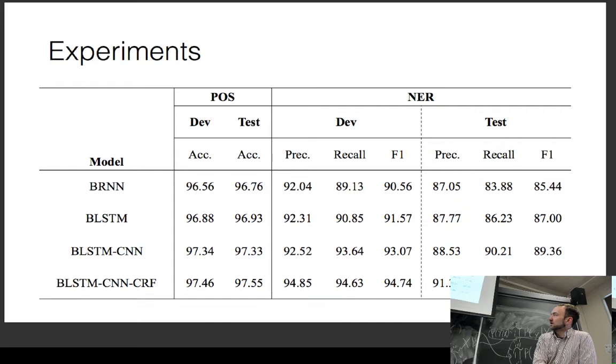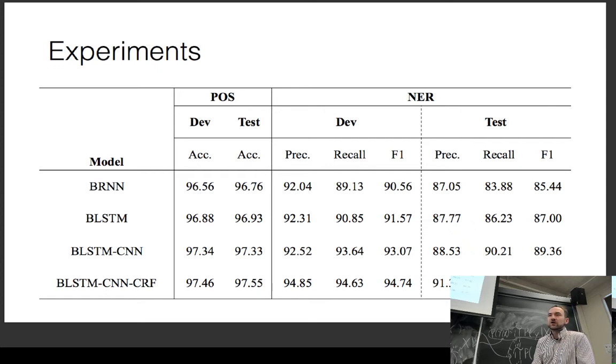And basically, you can see that bidirectional LSTM with no character embeddings does okay on part of speech tagging. You get significantly better by considering character embeddings. And then if you add a CRF on top, you get a little bit better for part of speech tagging. On the other hand, for named entity recognition, the character embeddings are really important, and then the CRF layer also contributes on top. So whether you need something like a CRF is problem dependent.